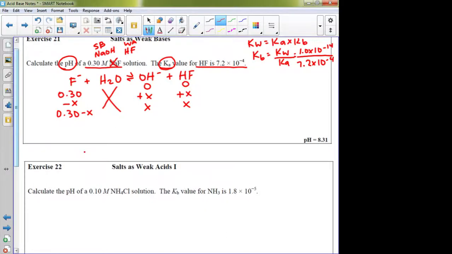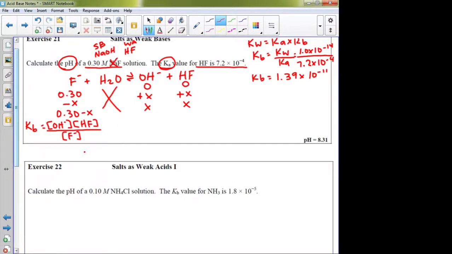So then if I work this out, you should get that your Kb is equal to 1.39 times 10 to the negative 11th, if you put that in your calculator. Now I can solve for x. So we'll write our expression, but from here on out we're not going to write it. Kb is equal to my concentration of hydroxide times my concentration of HF, all divided by my concentration of F negative.